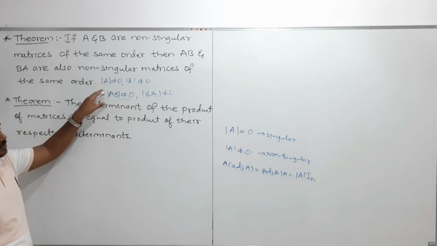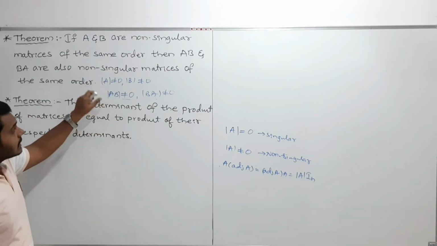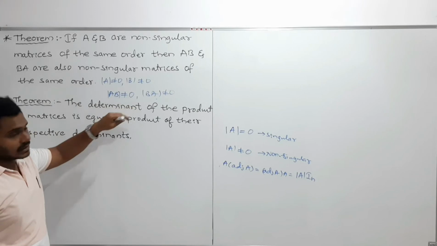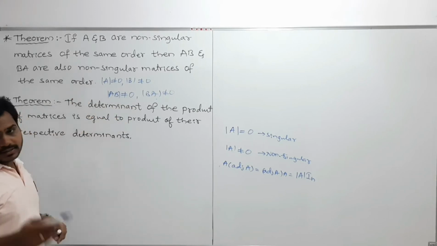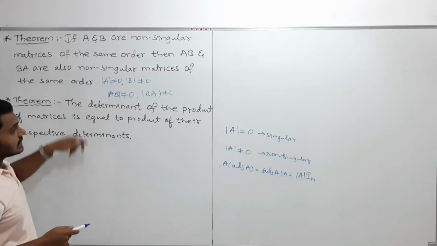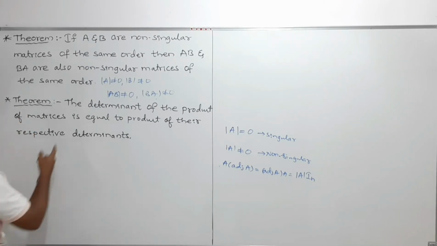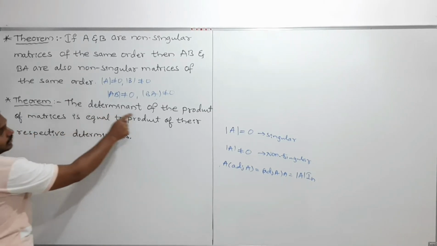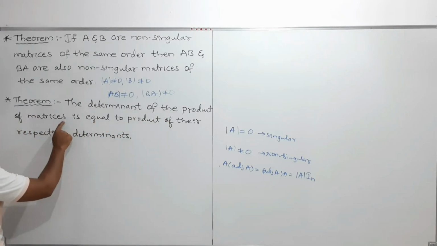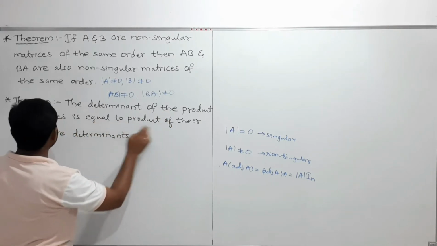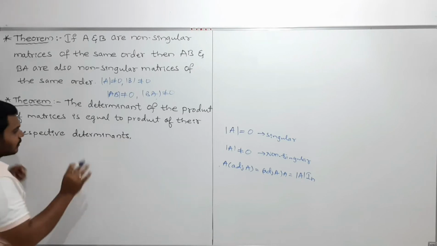For this, we are not discussing the proof; I am considering just the statement of the result here, because as per your syllabus the proofs for these results are not required. Clear? And the next one: the determinant of the product of matrices is equal to the product of their respective determinants. So very simple.